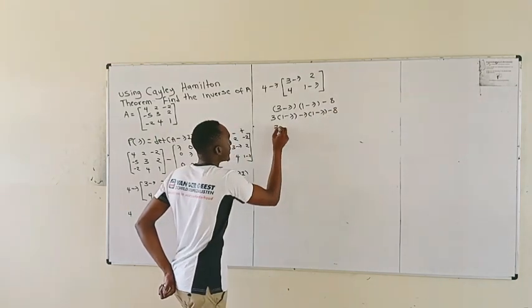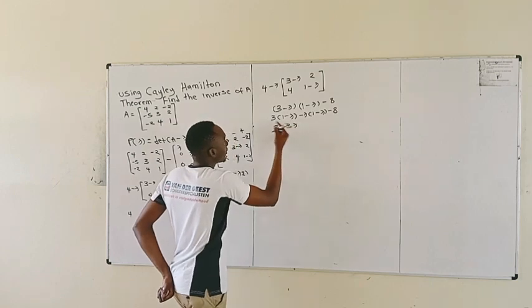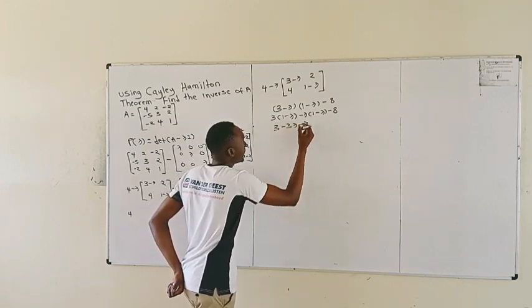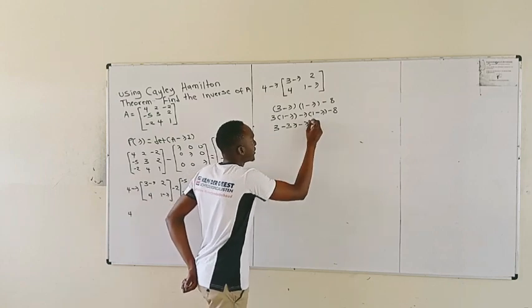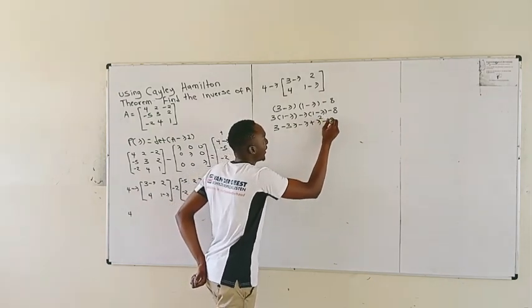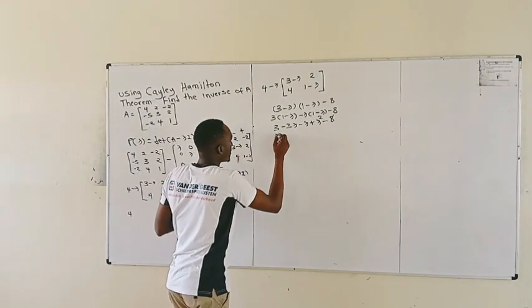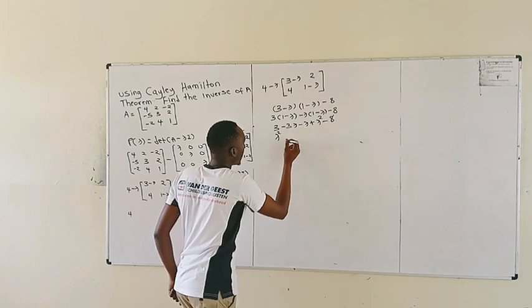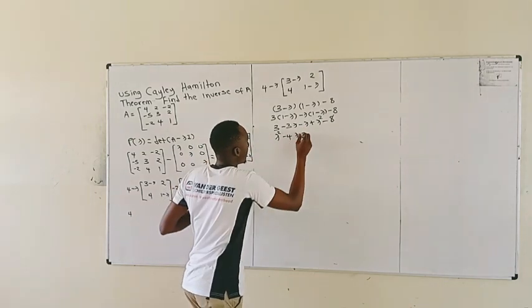3 by 1 is 3. 3 by negative lambda is minus 3 lambda. Then we have negative lambda times 1 is minus lambda. Negative lambda times minus lambda is plus lambda squared minus 8. The highest power is lambda squared. Minus 3 minus 1 is minus 4 lambda. Then 3 minus 8 is minus 5.